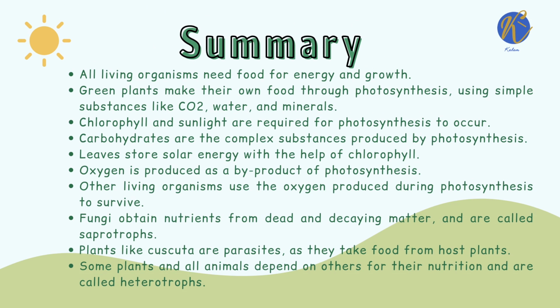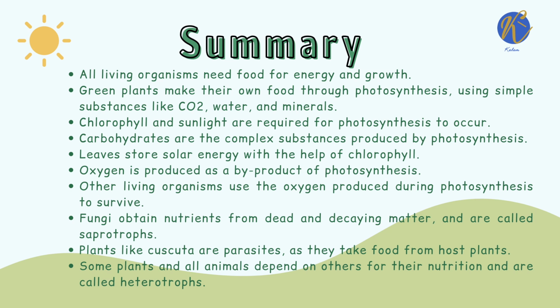Now let's quickly revise what we have learned today. All living organisms need food for energy and growth. Green plants make their own food through photosynthesis, using simple substances like carbon dioxide, water, and minerals. Chlorophyll and sunlight are required for photosynthesis to occur. Carbohydrates are the complex substances produced by photosynthesis. Leaves store solar energy with the help of chlorophyll. Oxygen is produced as a byproduct of photosynthesis.